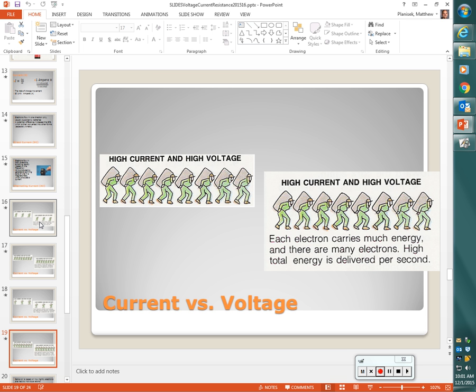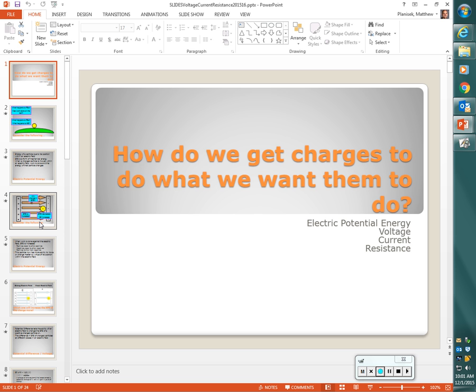There's one more piece to this puzzle, because we said that really this unit is about getting charges to do what we want them to do. Energy is the ability to do stuff. So how do we harness that energy? How do we get it to do what we want it to do? There's one more piece to this puzzle, and it's called resistance, all right?